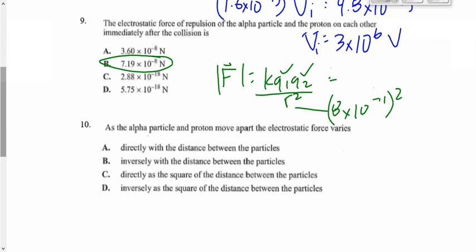10's not so bad. As the alpha particle and proton move apart, the electrostatic force varies. It varies inversely with the square of the distance between the particles. Remember, Newton's law of gravitation and Coulomb's law are both inverse square laws, which say that the force is inversely proportional to the square of the distance.